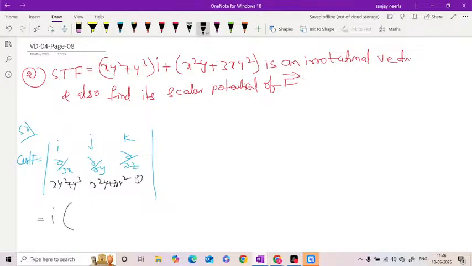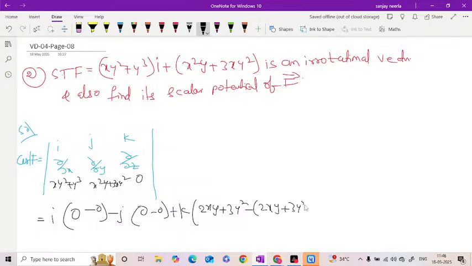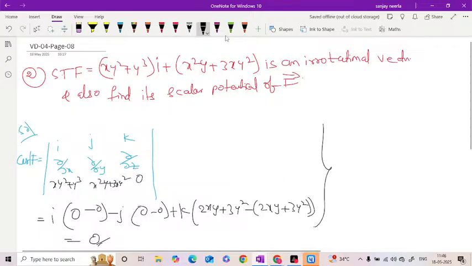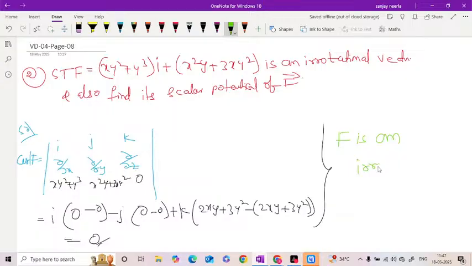Now i into, so the derivative of 0 without z is 0, minus j into, after differentiating with respect to x, 0 minus 0, plus k into, after differentiating with respect to x we will get 2xy plus 3y square, minus after differentiating with respect to y, 2xy plus 3y square. So now this is entirely 0. So entirely 0 means the given function f is an irrotational vector.